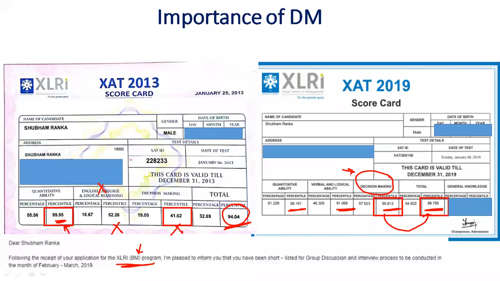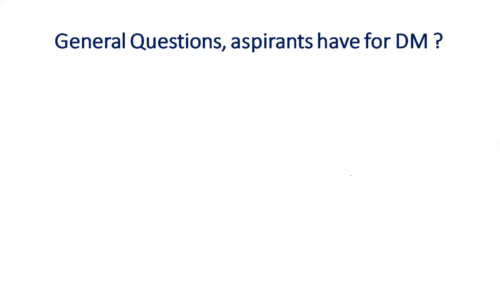While we also have Leela with us, Leela is a mentor who has been mentoring students for decision making. He'll also be taking your decision making sessions and the events. He scored 99.8, so he can speak on this slide about the general questions that an aspirant has for decision making. So Leela, are you there? If yes, you can just unmute and start speaking. If not, maybe I can cover.